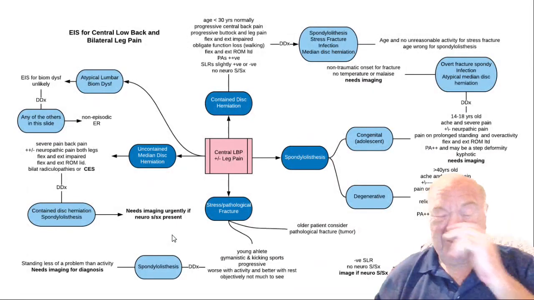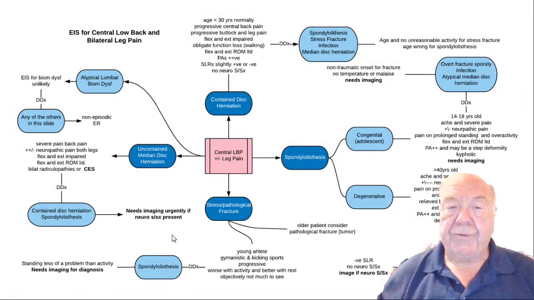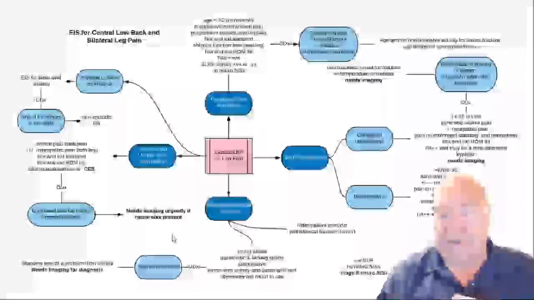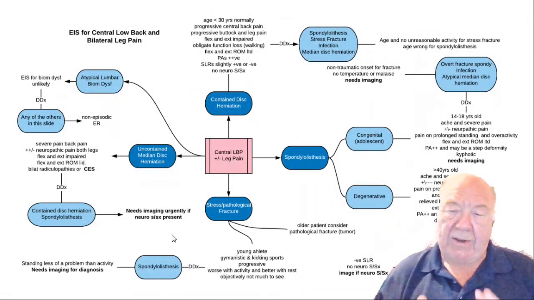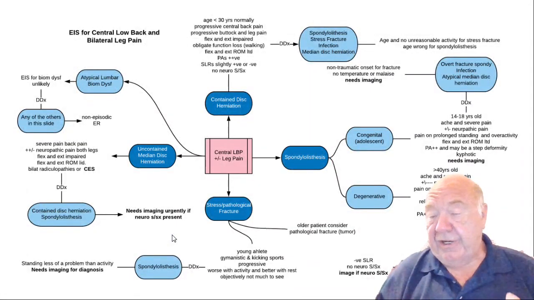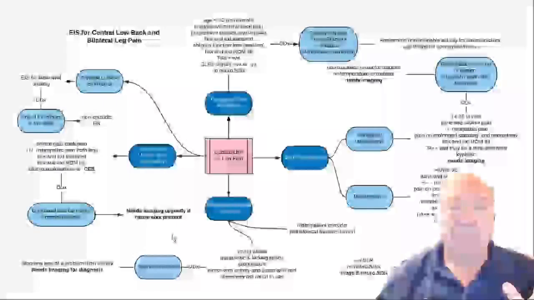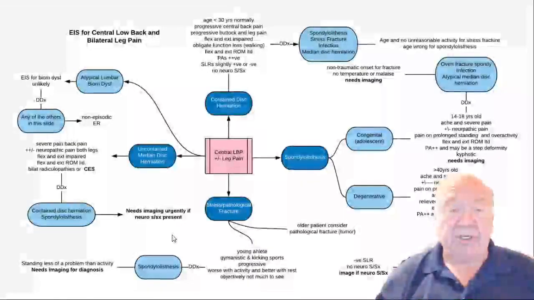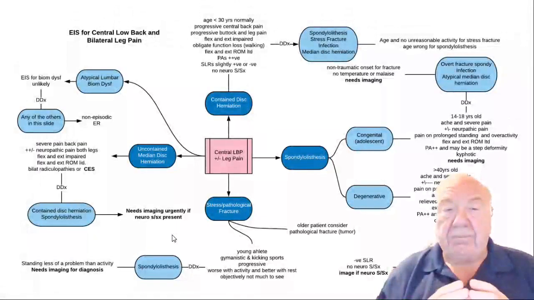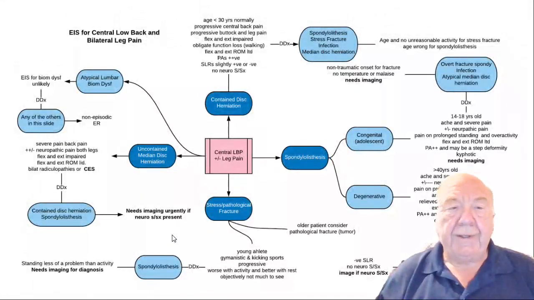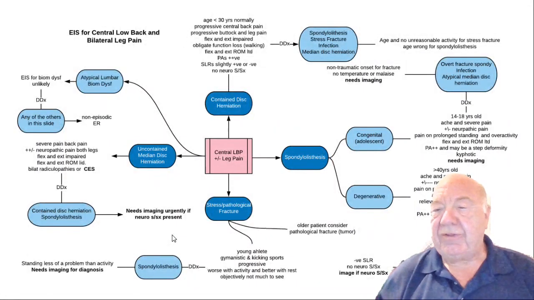Okay, so let's move from there and we'll move on to an uncontained median disc herniation or paramedian disc herniation, where the disc has gone either straight backwards or back and off to one side, but still enough to hit central tissues. So if we move outwards, the essential illness script gives you severe back pain, the same as it just did. There may or may not, and probably will be, neuropathic pain, or at least neuropathic symptoms such as paresthesia.